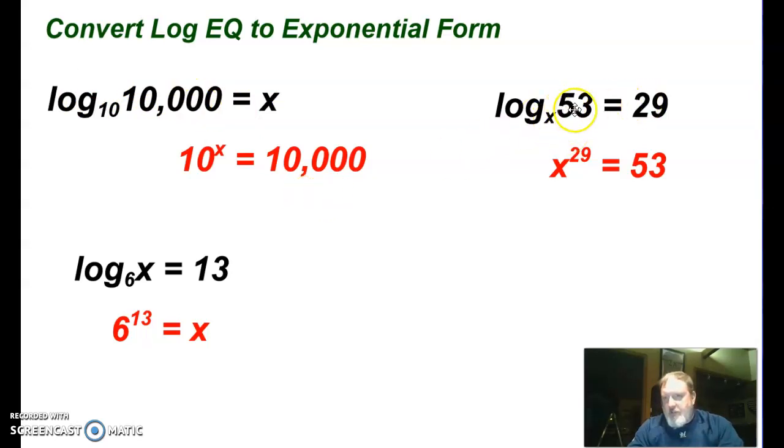x to the 29th power is 53. And 6 to the 13th equals x. Once we get numbers larger than 3, 4, 5, and we start getting into powers here, we typically don't write that number out, because 6 to the 13th is going to be a gigantic number in scientific notation. So we'll just leave it as 6 to the 13th. We'll learn how to solve this, but for right now, we're not going to mess with that.